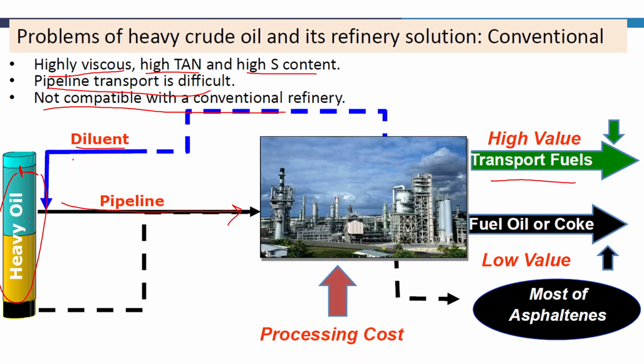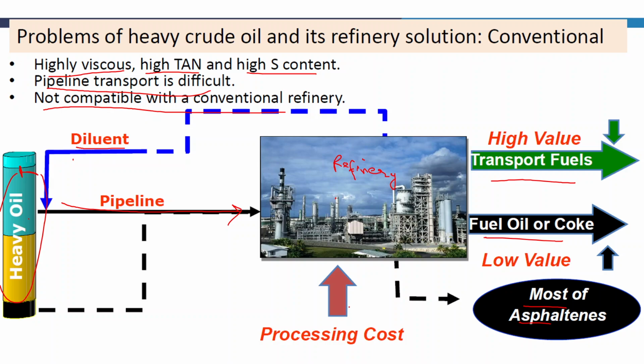processing is done to produce various transport fuels, fuel oils, or coke, and most of the asphaltenes. Different grades of products, high value and low value, are produced in the refinery here. Various processes such as coking, visbreaking, and de-asphalting are done here.